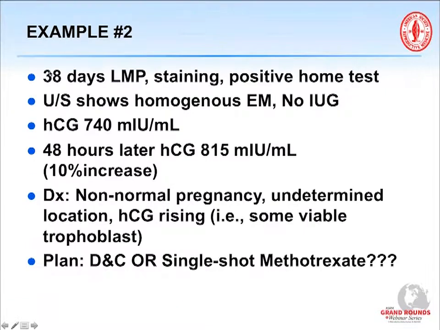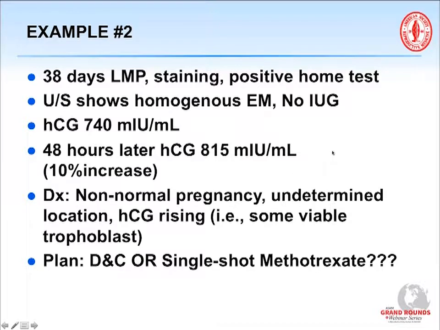But woman B, same thing, 38 days, LMP, staining, positive home test, homogeneous endometrium, no intrauterine gestation, hCG 740. 48 hours later, hCG is 815. Well, that's a 10% increase. Now, invariably, somebody says to me, yeah, but the first one I got in the lab, and they're closed on the weekend. I had to send her to the hospital. She really wants to be pregnant. I say, fine, get one more.